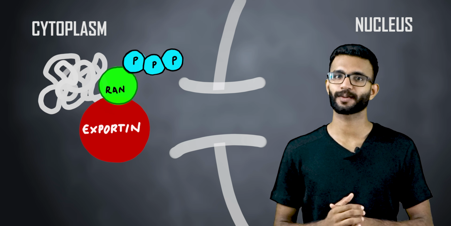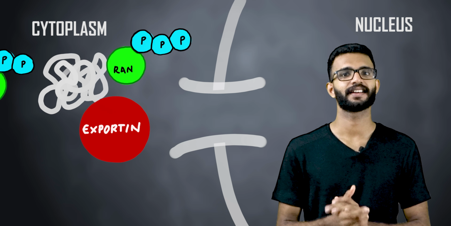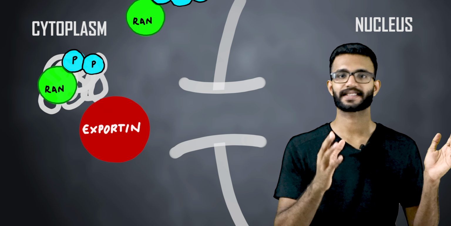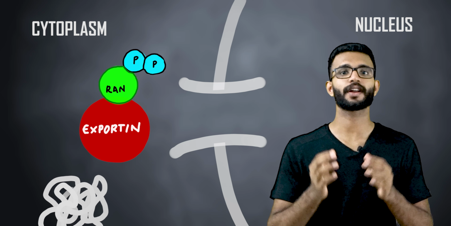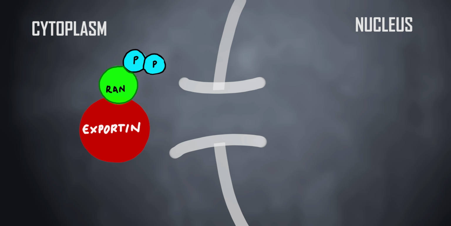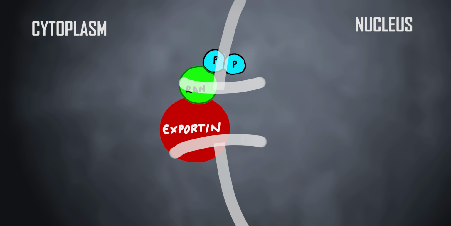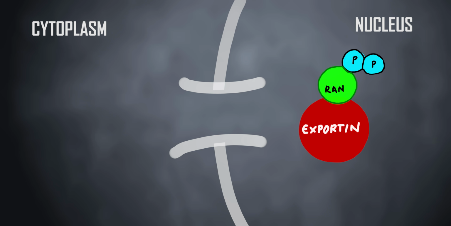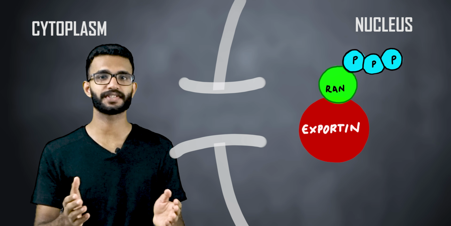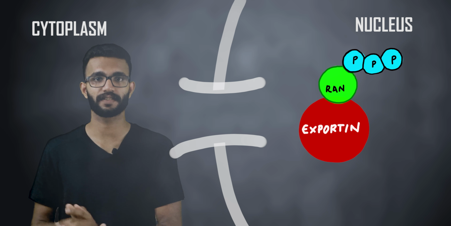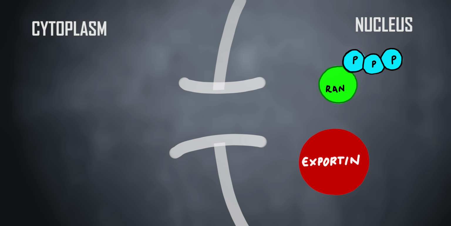When it reaches the cytoplasm, the GAP is activated. So the RAN-GTP is converted to the RAN-GDP. Hence, it causes the dissociation of this complex. Then what happens? The RAN and the exportin are taken into the nucleus. Inside the nucleus, the RAN-GDP is converted to the RAN-GTP by the GEF activity. And hence, the RAN-GTP and the exportin are ready for the next export.